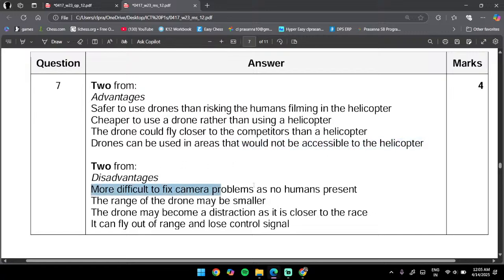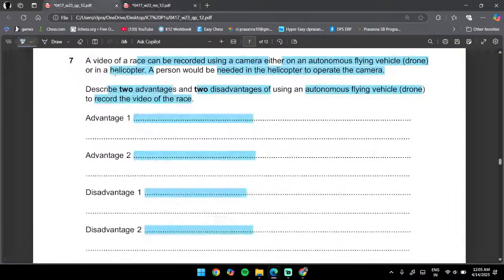Disadvantages: more difficult to fix camera problems as no human present. So if anything happens with the camera, maybe it's blurry or anything happens while the drone is flying, there's no human present beside it to fix that. The range of the drone is smaller. There's a fixed range that the drone can fly, whereas the helicopter can fly almost everywhere. The drone can become a distraction as it's closer to the race and it may fly out of range and lose control signal. Exactly.